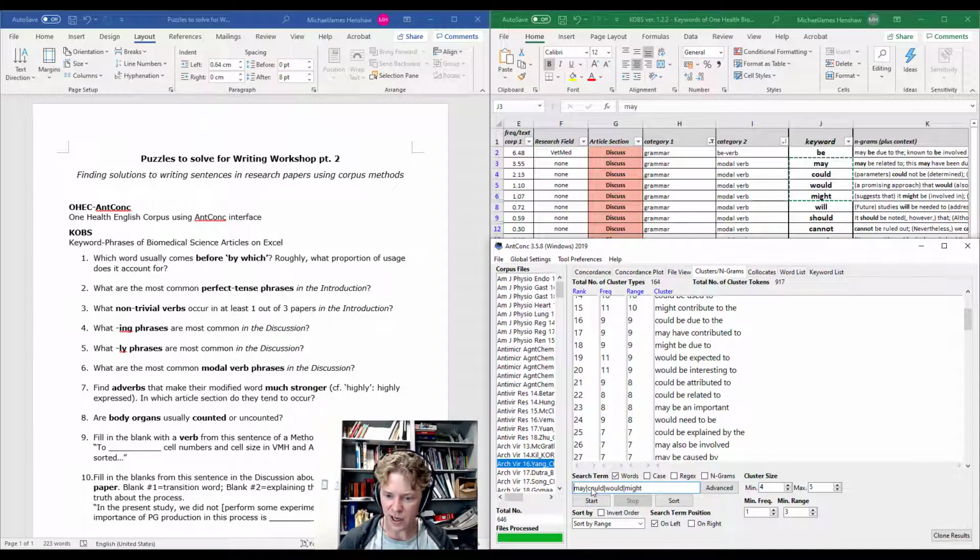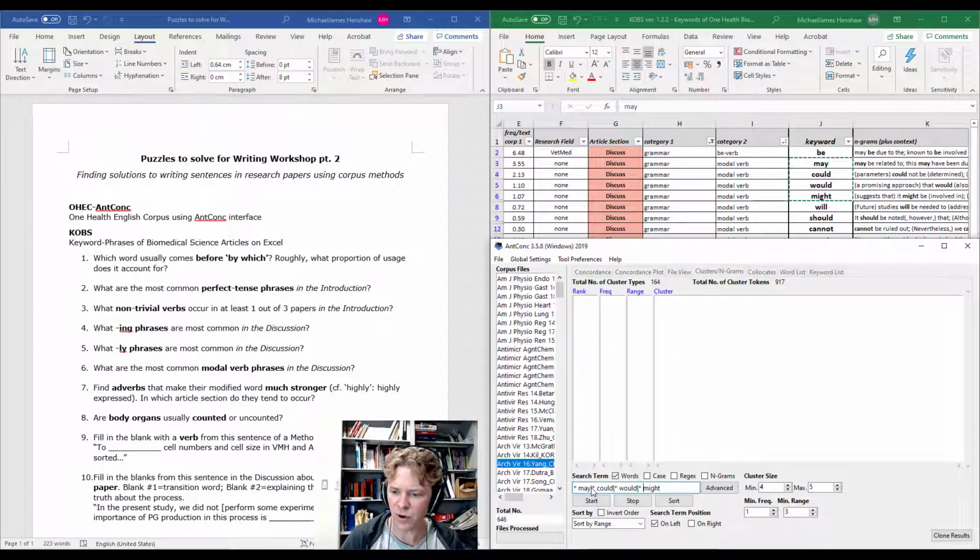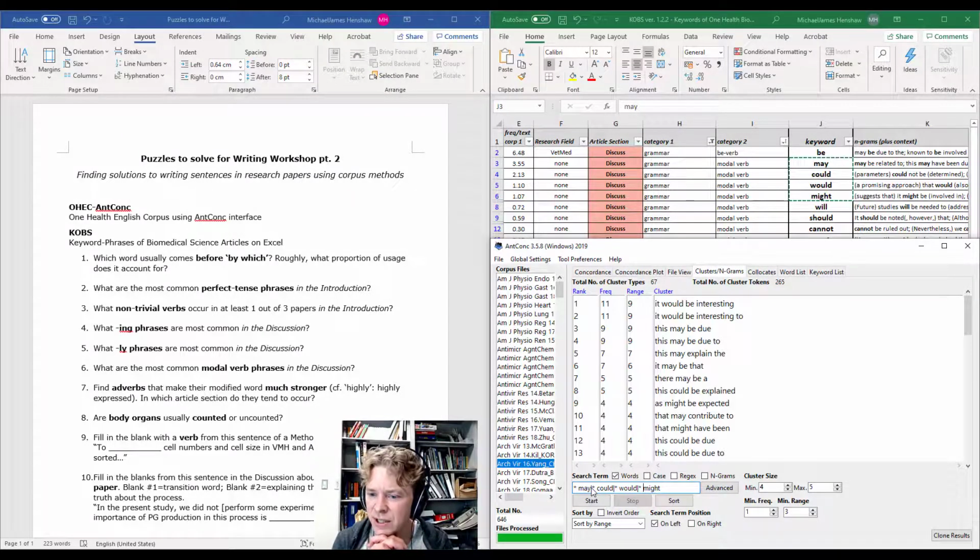Now, of course, we can do the same thing we did earlier, and we can put an asterisk before each of these to find out what words occur before our most common modals. And do we get anything else that's interesting? It would be interesting to. This may be due to. This may explain. There may be a this.